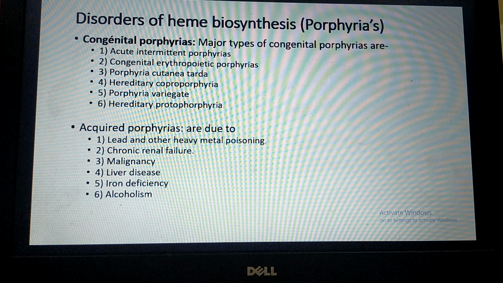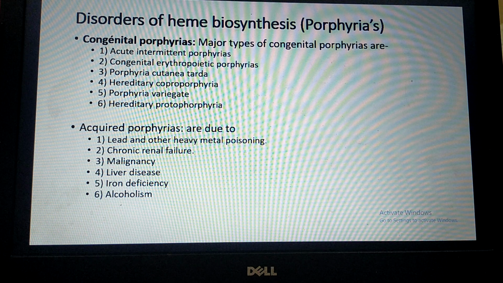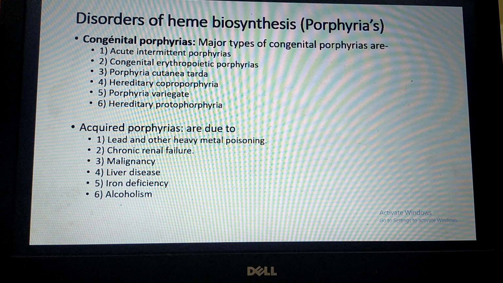The congenital porphyrias are of 6 major types. First is acute intermittent porphyria. Next, congenital erythropoietic porphyria, porphyria cutanea tarda, hereditary coproporphyria, porphyria variegata, and hereditary protoporphyria. These are due to deficiency of various enzymes at various steps, which we will see later on.